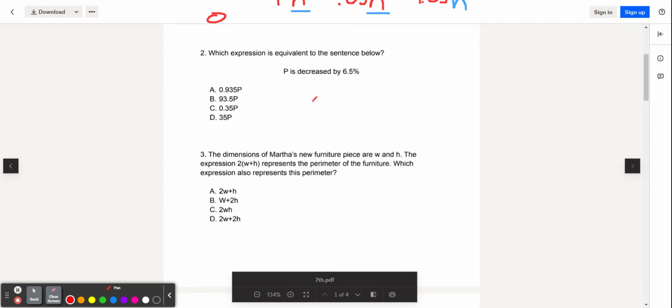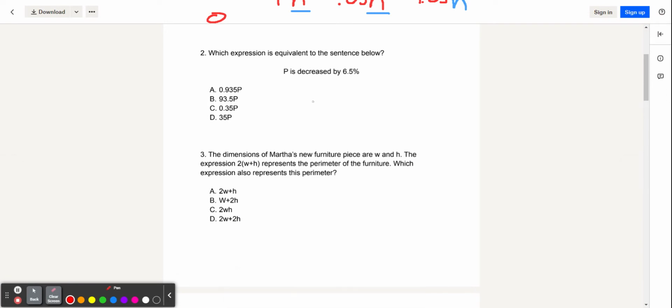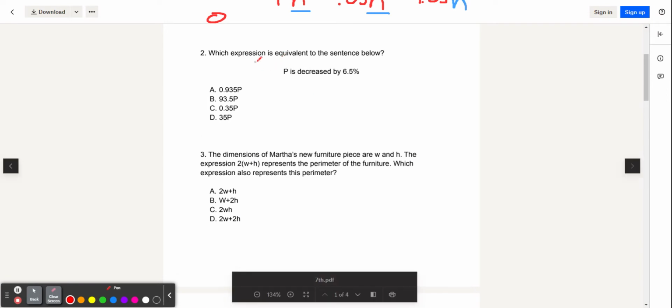2 is another problem that we're pretty familiar with by now. Which expression is equivalent to the sentence below? P is decreased by 6.5%. Decreased, which means it's going to be smaller. Or in other words, less than 100%, and 100% is equal to 1.